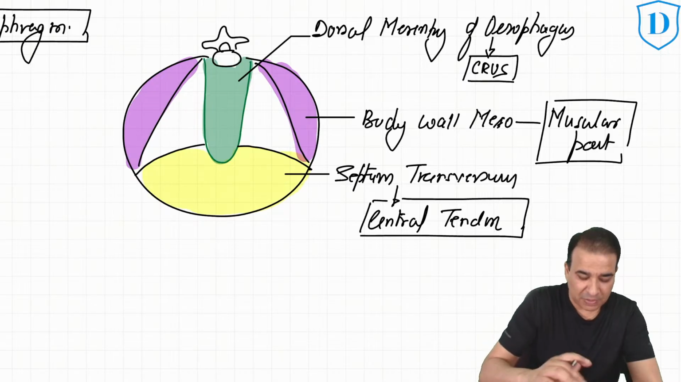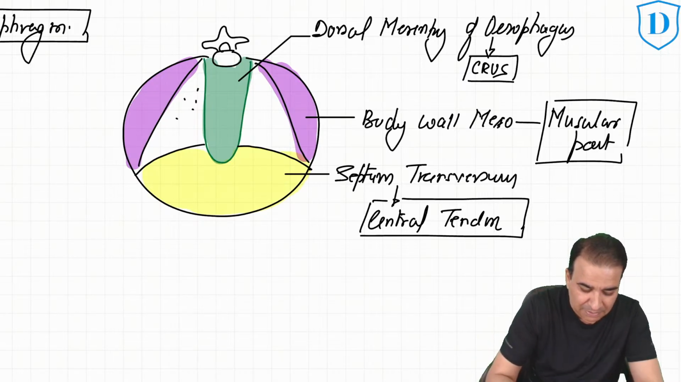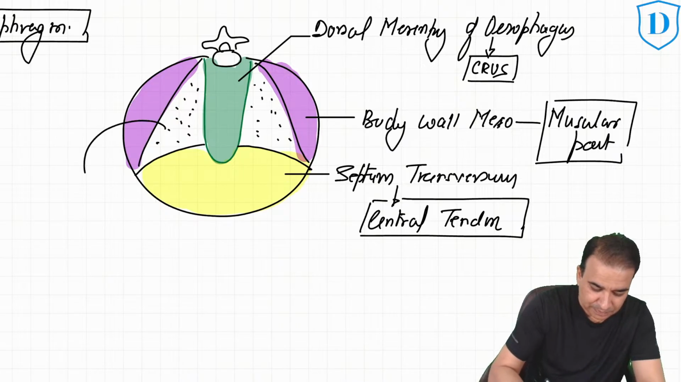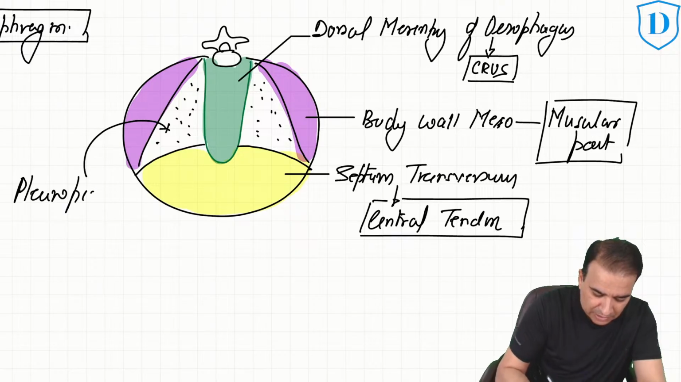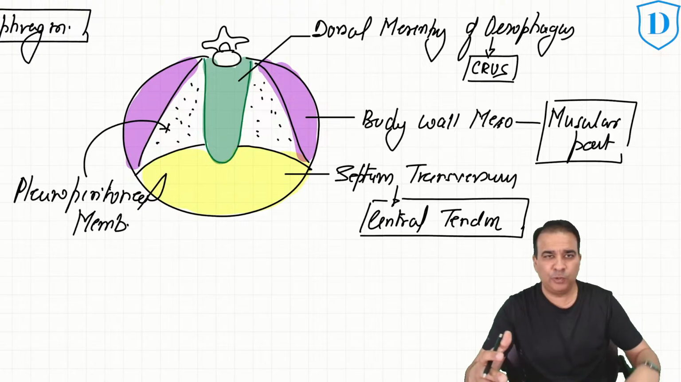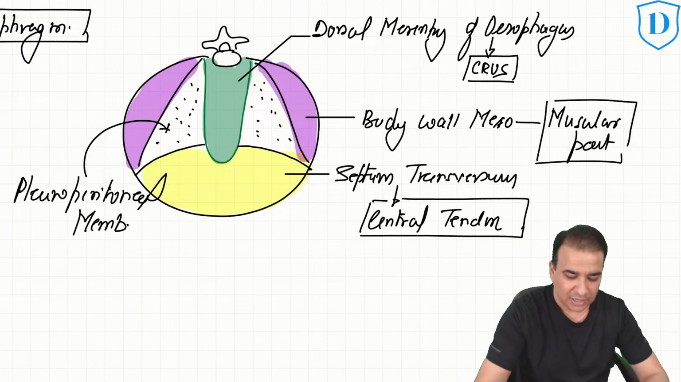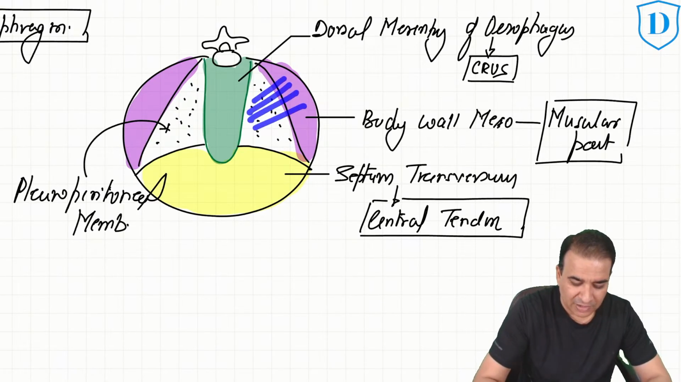और इन सब के बीच में there is something left in between them. There is a thin membrane left in between them. This membrane is called a pleuroperitoneal membrane, guys. Well, होता क्या है, generally this pleuroperitoneal membrane is covered with muscles only. The muscles which will be coming from here will be covering this pleuroperitoneal membrane.